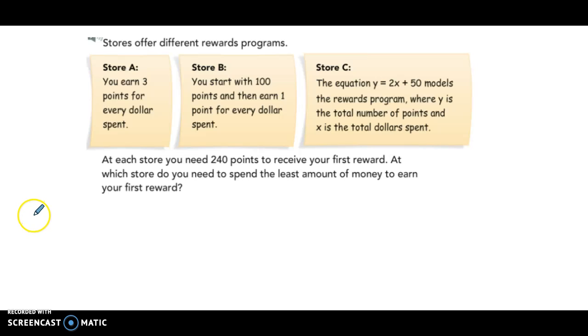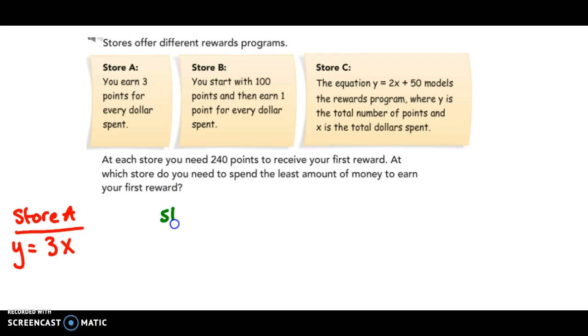So let's start with store A, that one in red. We notice here we earn 3 points for every dollar spent. So our equation, y equals 3 points times x. Every single dollar that we spend, we get 3 points. So 3 times how many dollars we would spend.